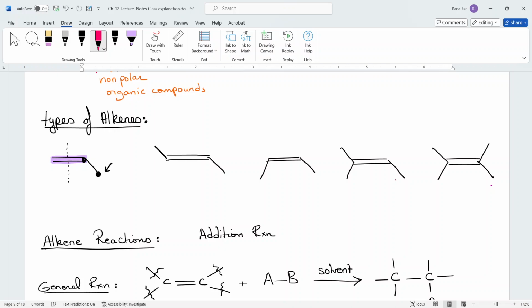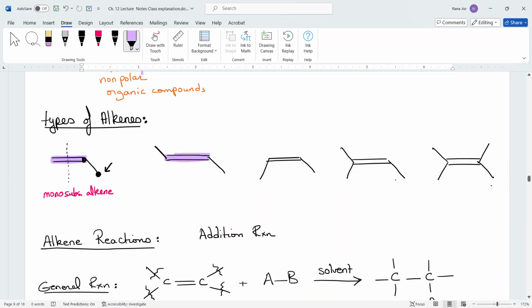So I'm going to call this a monosubstituted alkene, because it only has 1 carbon in there, so it has 1 substituent.